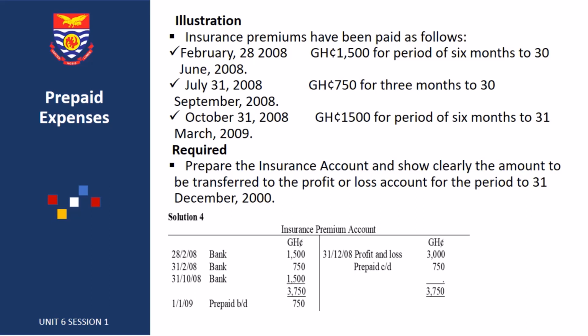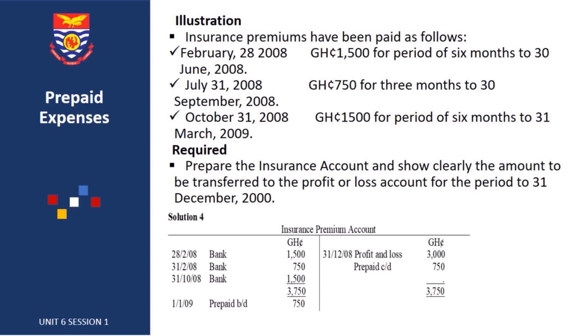July 31st, 2008, 750 for 3 months to 30th September 2008. Again, the payment is made 31st July. So we debit the insurance premium account with 750 and credit the bank account with 750. Then October 31st, 2008, 1,500 for a period of 6 months to 31st March 2009. So again, we debit the insurance premium account 1,500 and credit the bank 1,500.